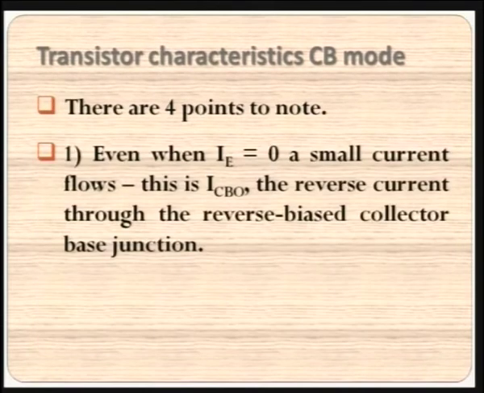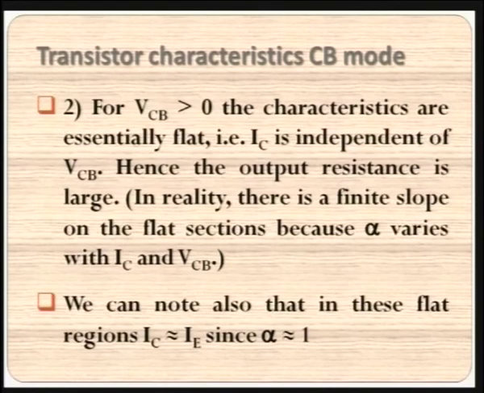Now, 4 points are to be kept in mind as far as the common base mode is concerned. Even when the IE is 0, a small current flows. It is represented as ICBO in the curve, the reverse current through the reverse biased collector base junction. The second point is that for VCB greater than 0, the characteristics are essentially flat, that is IC is independent of VCB. Hence, the output resistance is large.